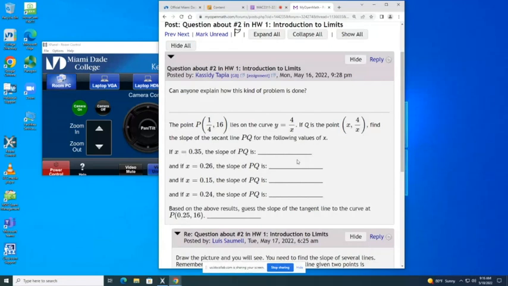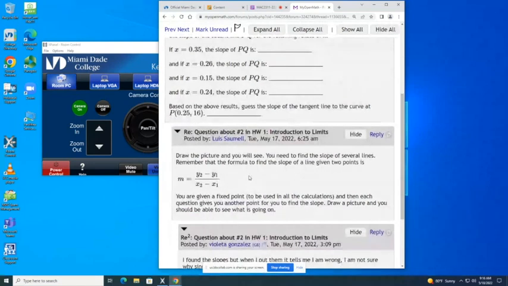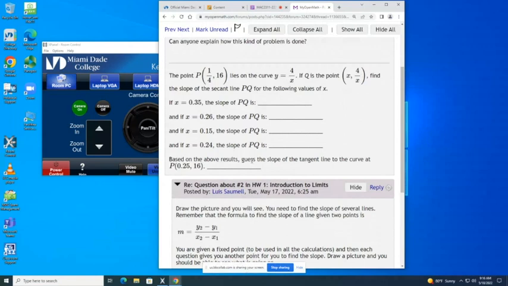And why do we want the slope? Because once you know the slope, you can find the equation, because we already know the point. The point is (1/4, 16). As you know, if you have a point and the slope, that's all you need to understand the line. So once you get the slope, then you can find the equation if you want it. That's important for this problem. That's why in my comment here I said, draw and you will see what's going on. Basically, all you have to do is use the slope formula to compute each of those values, but it will be beneficial if you draw the picture, because you will gain an understanding of what's happening.